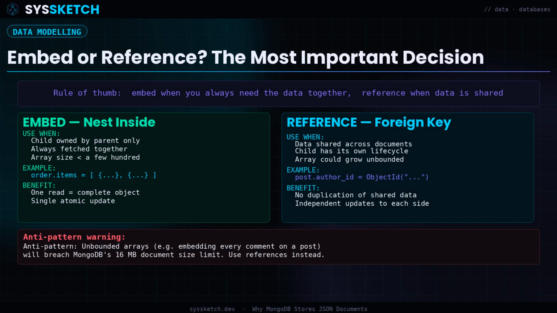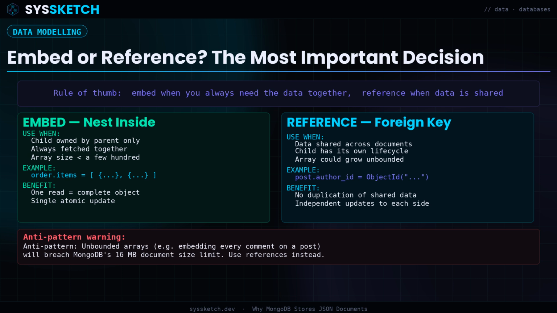The most important design decision in MongoDB is whether to embed related data inside a document or reference it with an ID, the same way a SQL foreign key works. The rule is simple: embed when you always need the data together and when one side exclusively owns the other. Order line items are a perfect example. You never fetch a line item without its order.